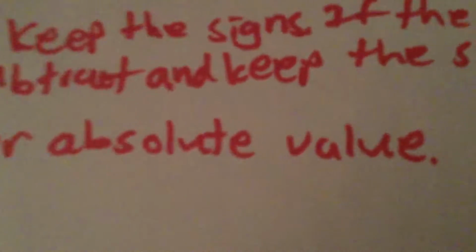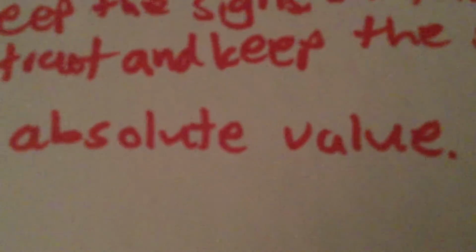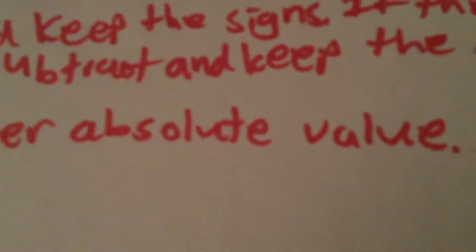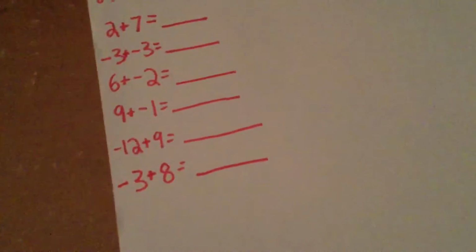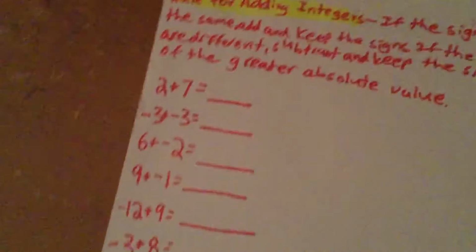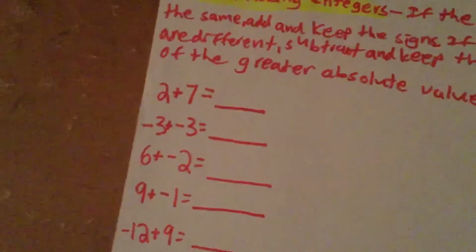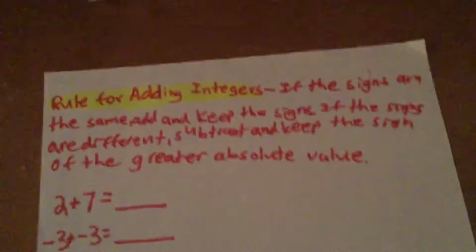So what's an absolute value? Well, absolute value is the greatest a number can be. So if your number is 5, the absolute value is 5. If your number is -5, the absolute value is 5. It's the greatest value it can be.